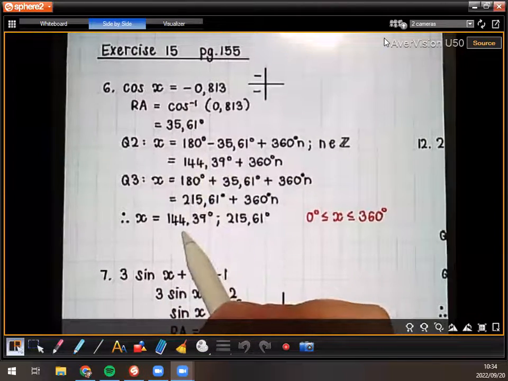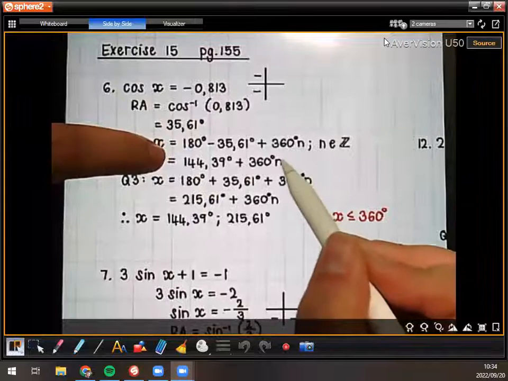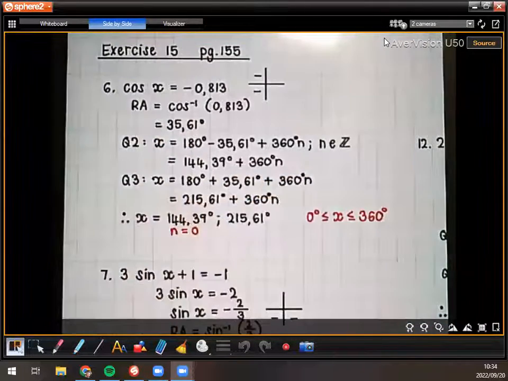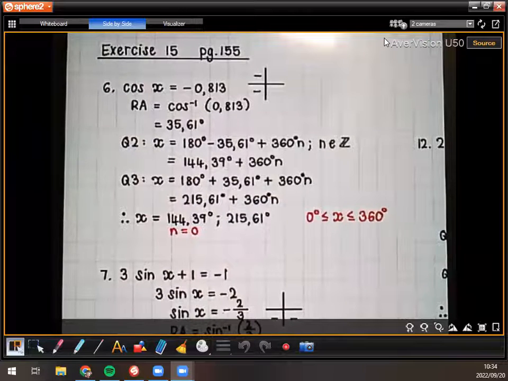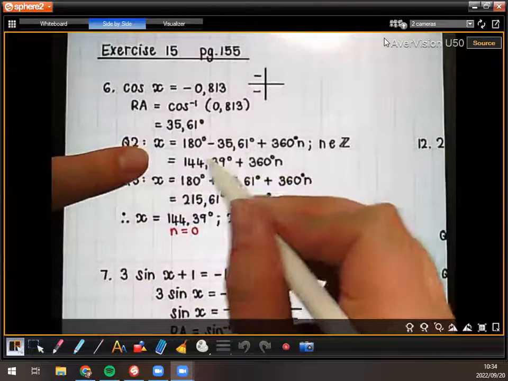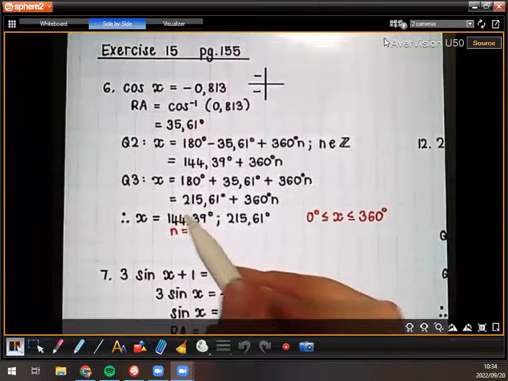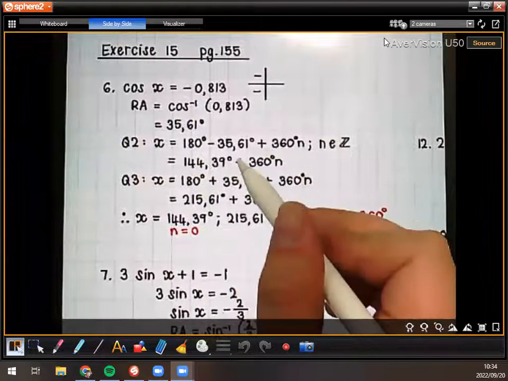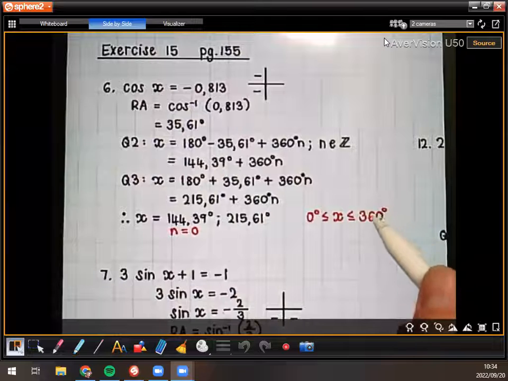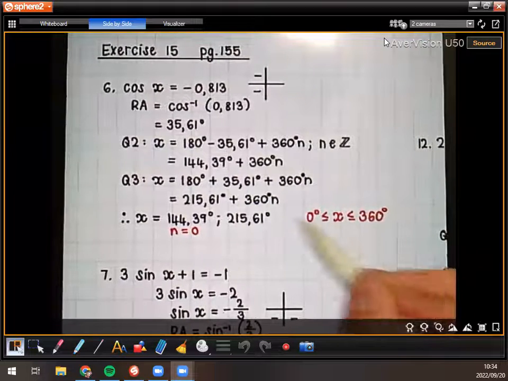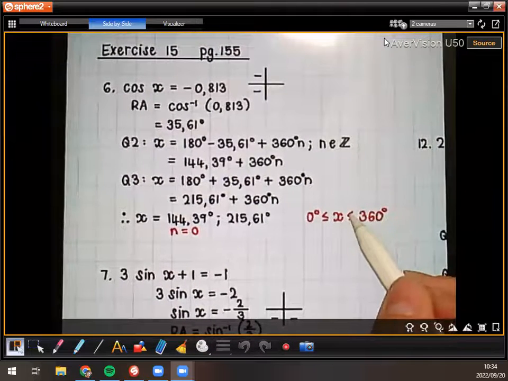Now guys, how I got my first value was in my quadrant 2 solution, I made n equal to 0. So you can maybe just add that there underneath. You don't have to write that down as part of your answer, but that is where that came from. In my quadrant 2 solution, if you make n equal to 0, you're going to have 144 plus 0, which is 144. If you make n equal to 1, you're going to have 144 plus 360, which is going to be bigger than 360. So that is outside of the domain, the restricted values that they've given you. So that one doesn't work.